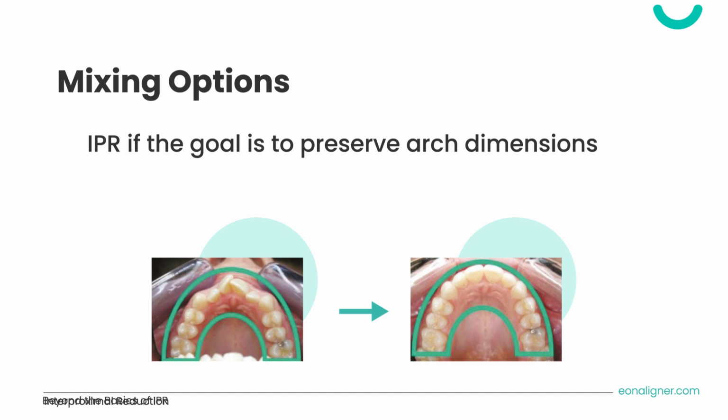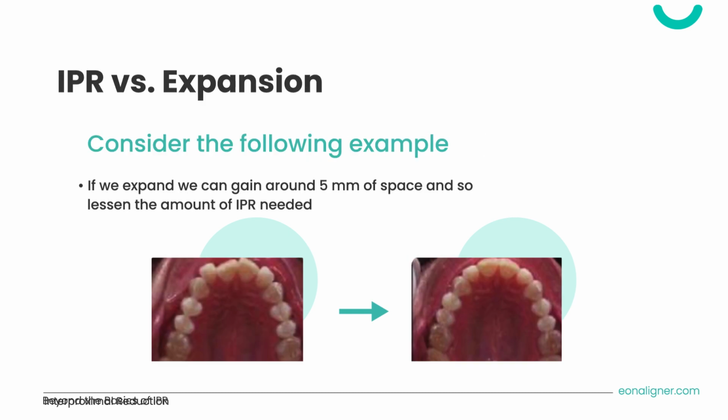Here is an example where a mix of IPR and expansion was indicated to align teeth while preserving the general shape of the arch. We couldn't do IPR alone, compromising the arch shape, making it smaller than needed, or expand alone, making the arch shape larger than needed. Expanding the arch will lessen the amount of IPR needed, of course. Normally, we are able to gain around 5 millimeters of space when expanding, but if more space is needed, it can be gained through IPR.